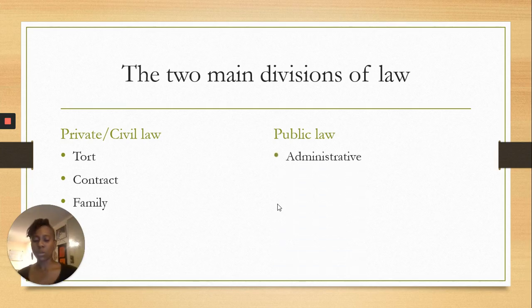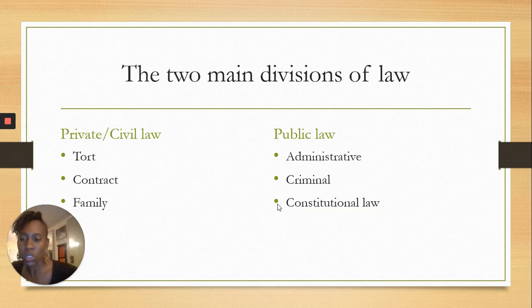But if we look at public law, we have administrative, we have criminal, and we have constitutional, all involving dispute and the relationship between state and individual, right? Constitutional law, we're talking about what can the government do? What powers do they have over our freedom?